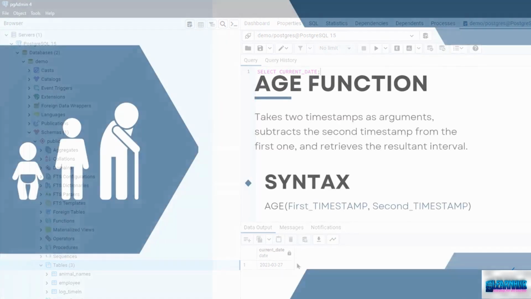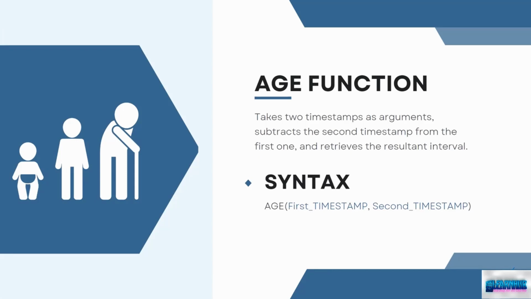The age function takes two timestamps as arguments, subtracts the second timestamp from the first one, and retrieves the resultant interval. The basic syntax of the age function will look like this: age(first_timestamp, second_timestamp).